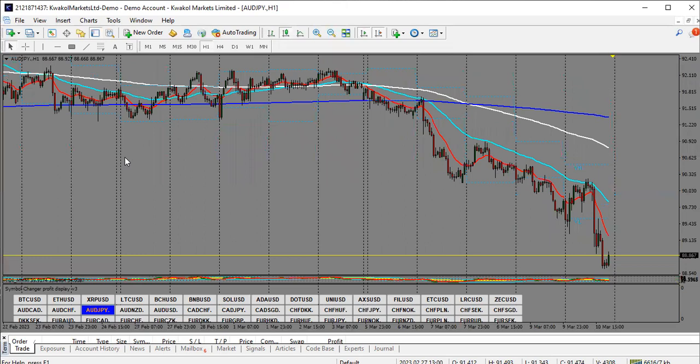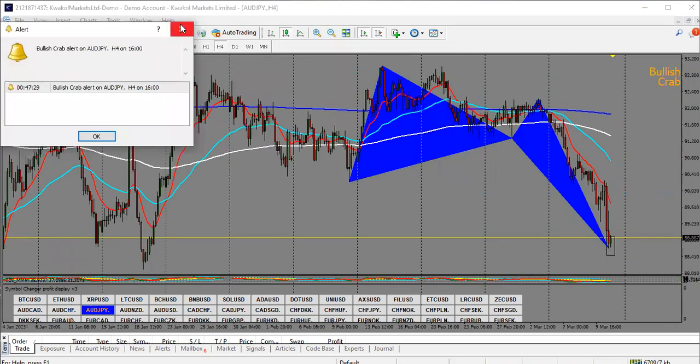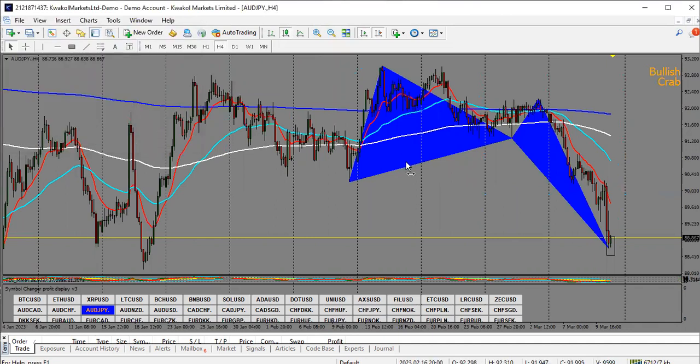So let's check another market. I'm checking AUDJPY right now, and let's see what happened. We'll take it from the 4 hour time. Sorry about that. Let me see if I can do this.